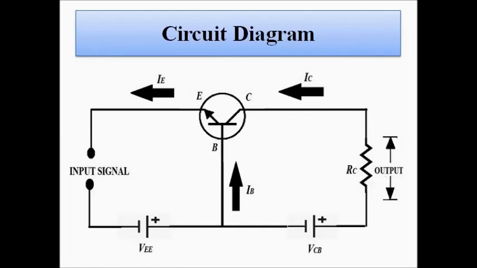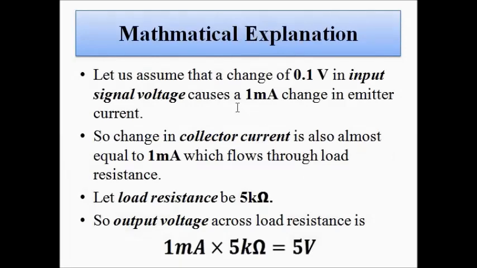Okay, so let us try to understand it in terms of numbers. Let us assume that a 0.1 volt change occurs in the input signal voltage. Now this causes a 1 milliampere change in the emitter current. The emitter current changes by 1 milliampere because of the 0.1 volt change in the input signal voltage, the weak signal. This change in the emitter current is almost the same as that of the collector current. So the collector current also changes by almost 1 milliampere.